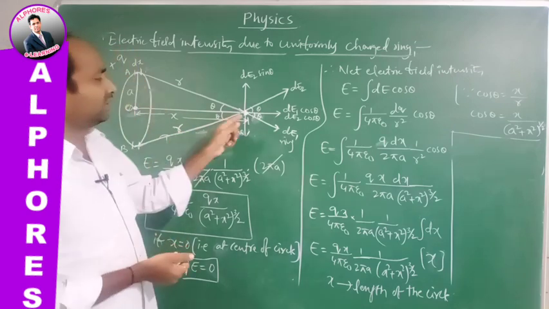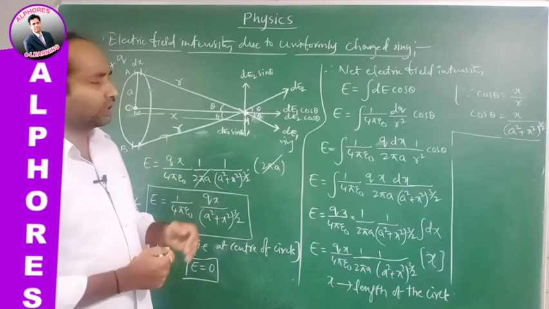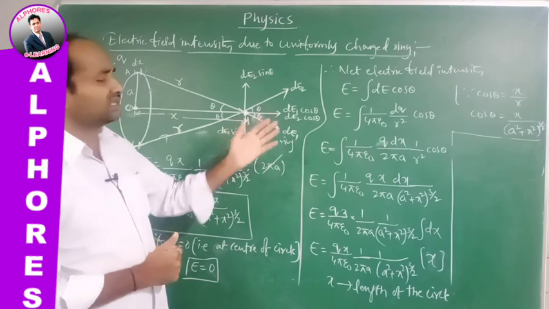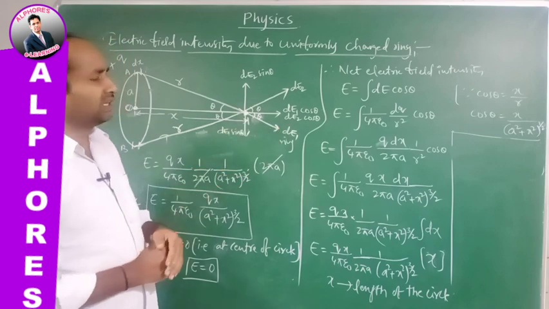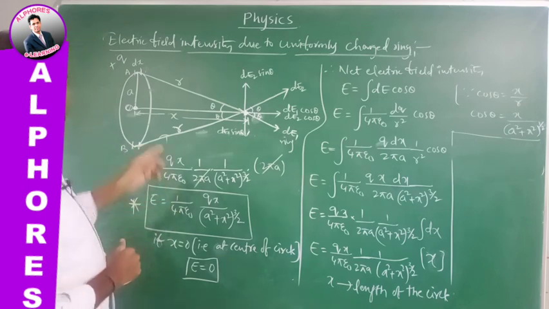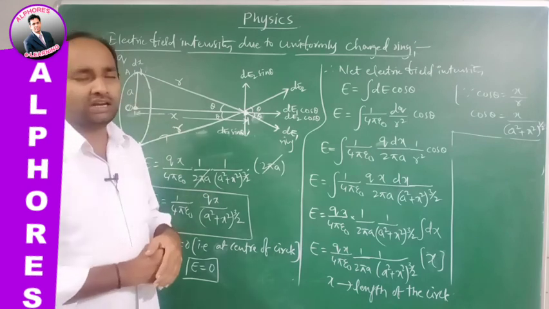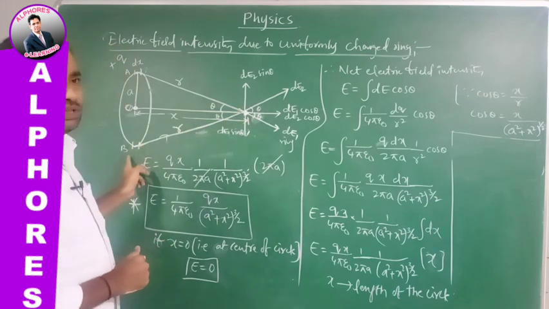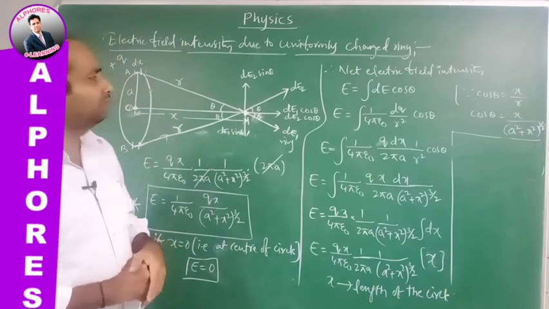First of all, we calculate the electric field intensity due to a small part of the circular ring of length dx. This is the direction of dE1, resolving it into components, horizontal and vertical. If you observe the diagram, the horizontal component is along the axis, and the vertical component is along the negative y-axis. Similarly, we consider another diametrically opposite element of the same length, also located at the same distance from the point P.